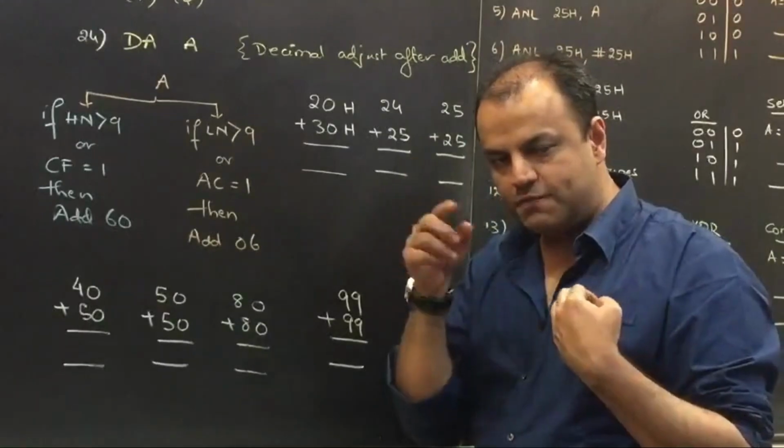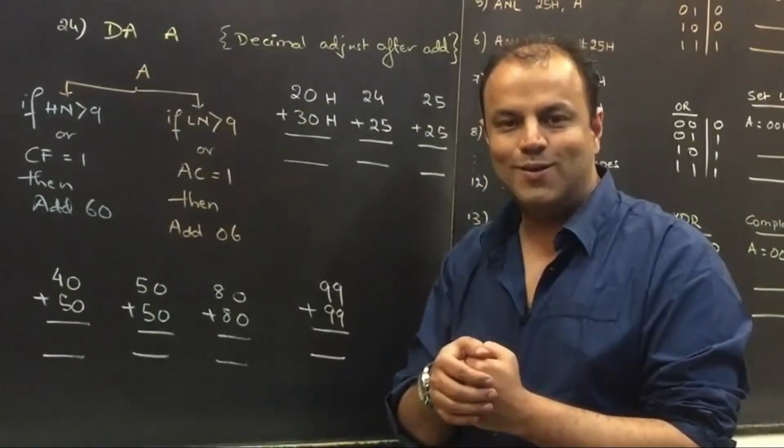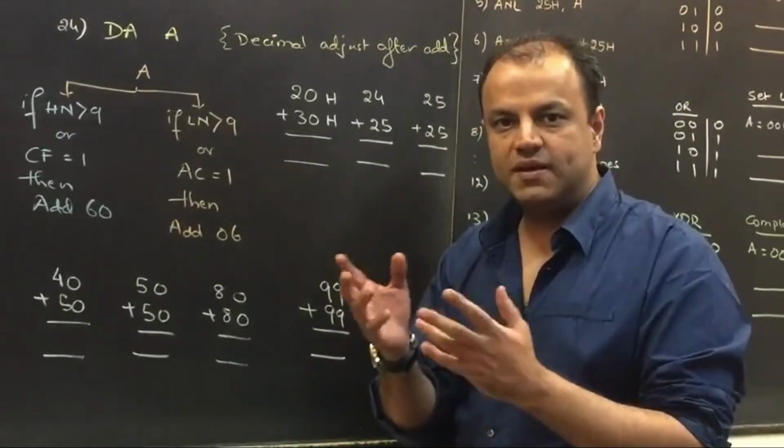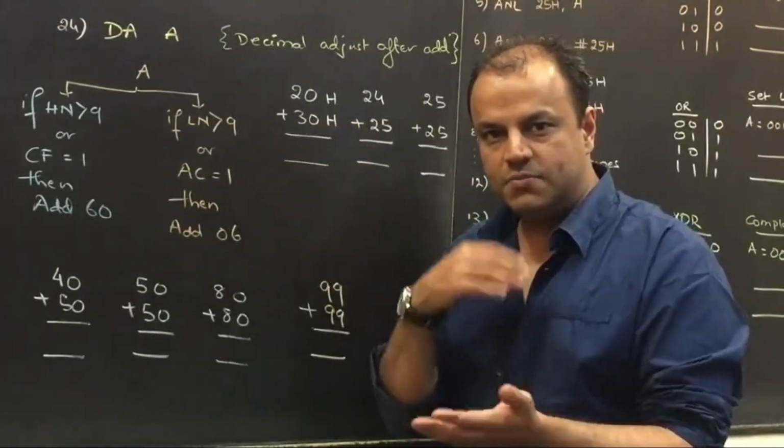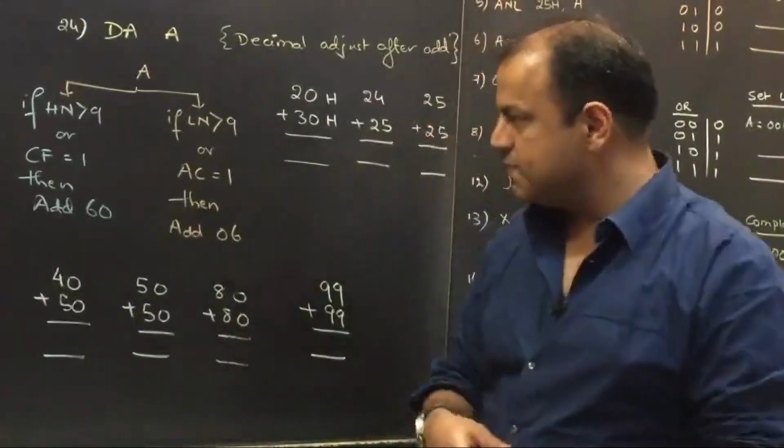Either that cashier should have first converted 20 and 30 into hexadecimal and then entered, which no cashier in the world will do, or just make a smarter system, which will take these numbers, do the addition and then make an adjustment. That adjustment is DA. Now I'll tell you what happens.